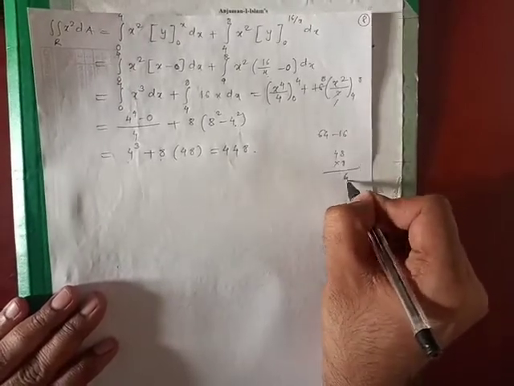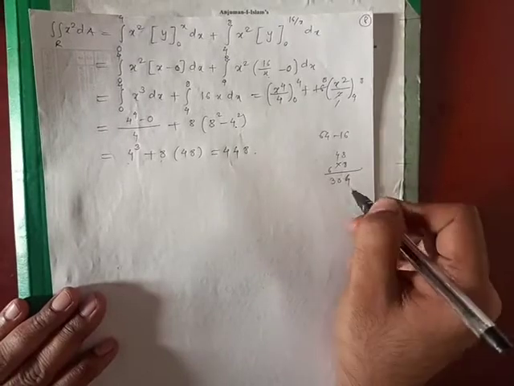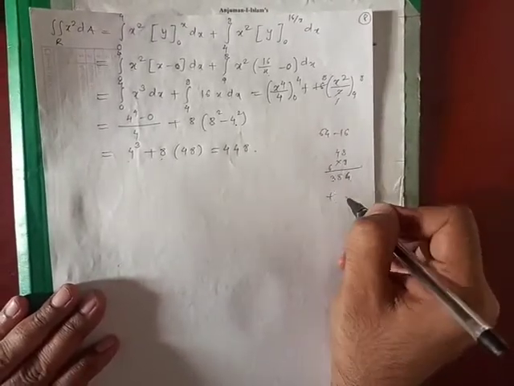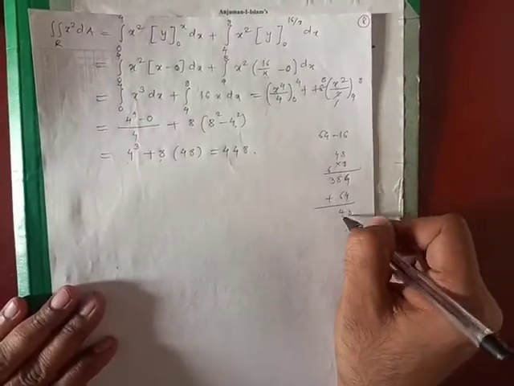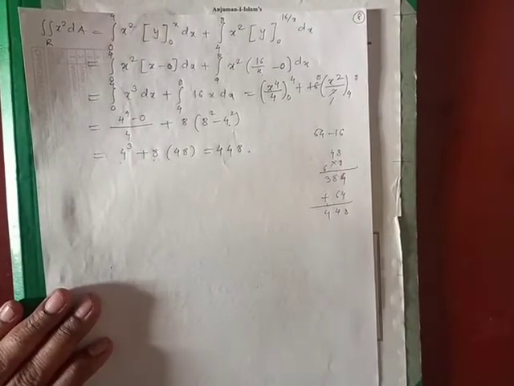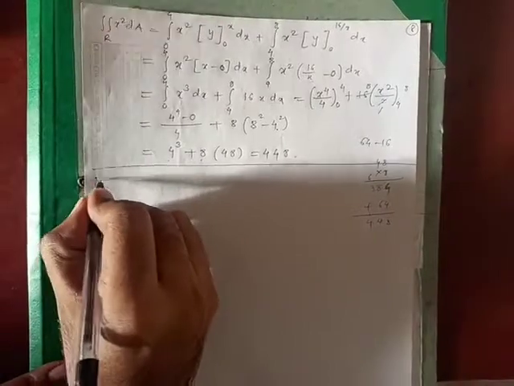Simplify this. This is 64, 384 plus 64. This is 448. So the final answer is 448. Right? Next question, example number 4.